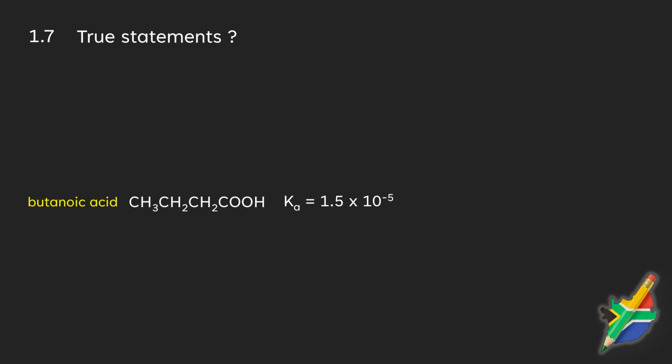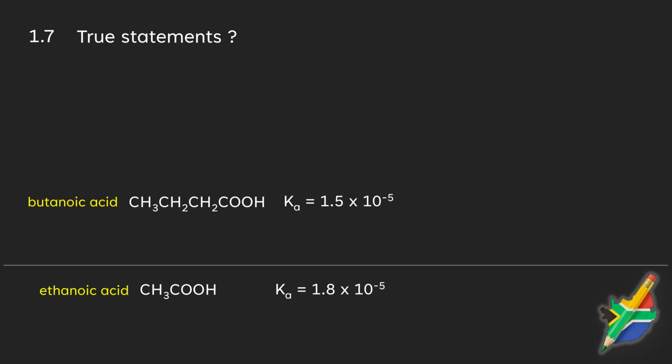This is butanoic acid. It has 4 carbons in the chain, with a carboxyl group or a carboxylic acid group at the end. And this is ethanoic acid. It has 2 carbons in the chain, with a carboxyl group at the end. Ka is the ionization constant or acid dissociation constant.